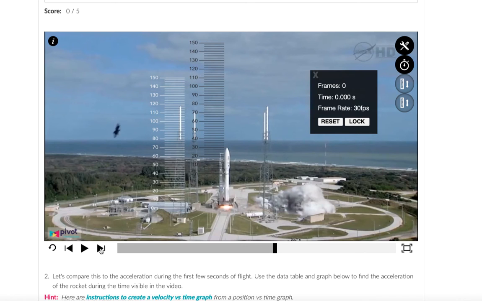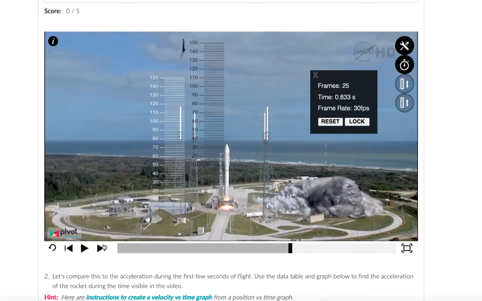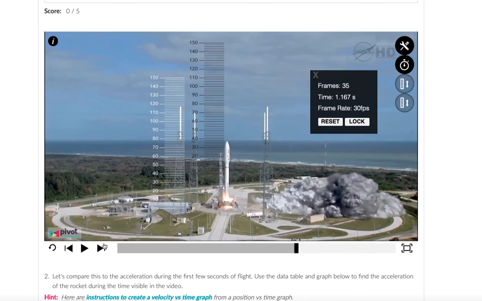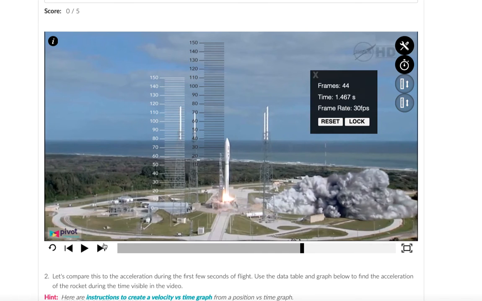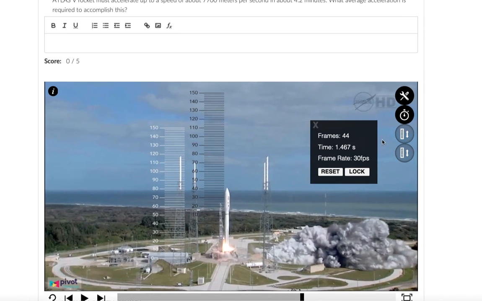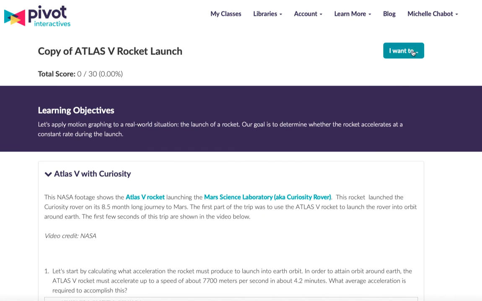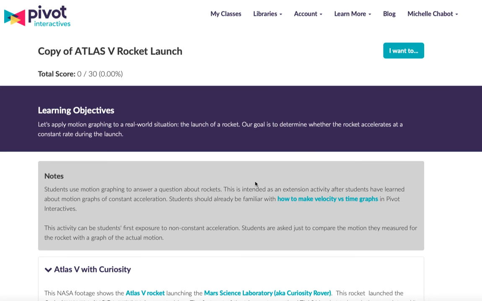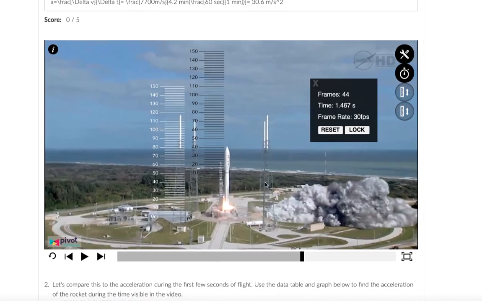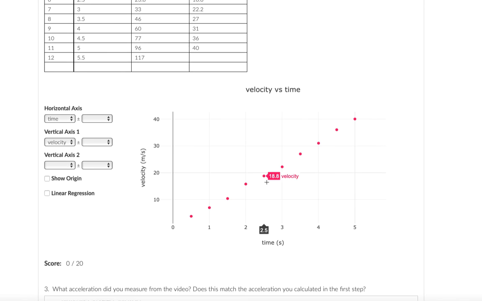And now I would be able to advance frame by frame and actually get very detailed position as a function of time. And so what you can actually do is graph quite nicely the position as a function of time. And I also used this one because I can show you some of the results of the sorts of things you might get here.